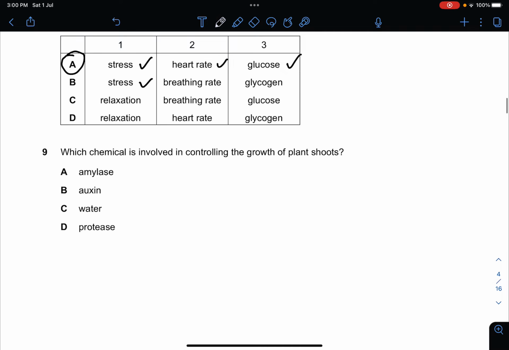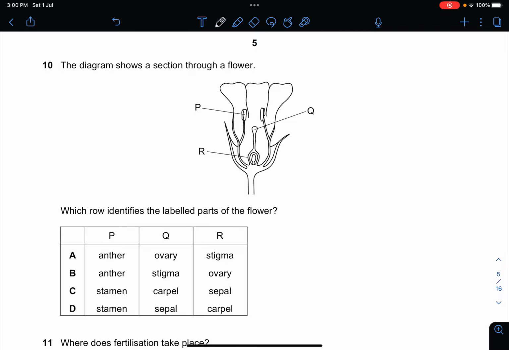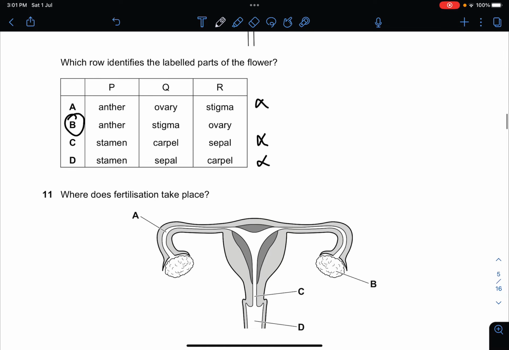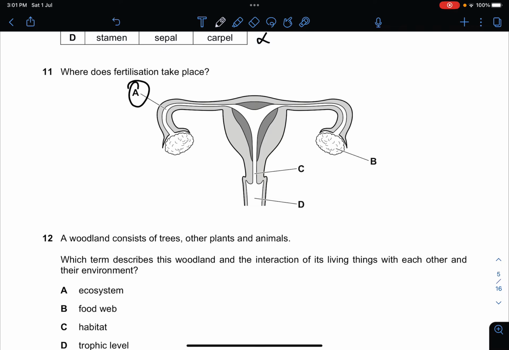Okay, which chemical is involved in controlling the growth of plant shoots? Auxins. Auxins is the only hormone that controls growth. Okay, question 10. The diagram shows a section through a flower. Which row identifies the labelled parts of the flower? So Q is a stamen, and this is a stigma. So the answer is B. Question 11. Where does fertilization take place? It's at the oviduct or the fallopian tube. A. Okay, this is just whether you know your parts of the female reproductive system.